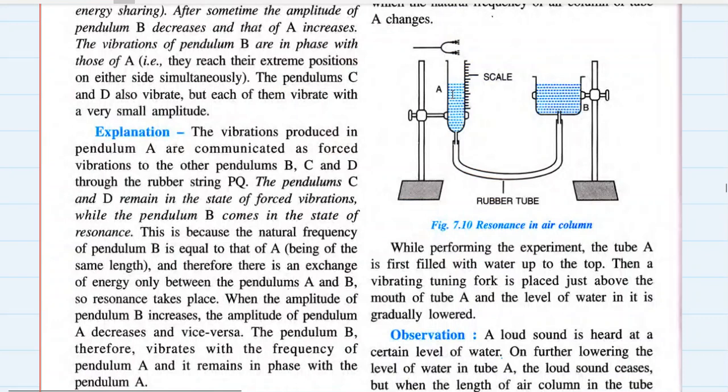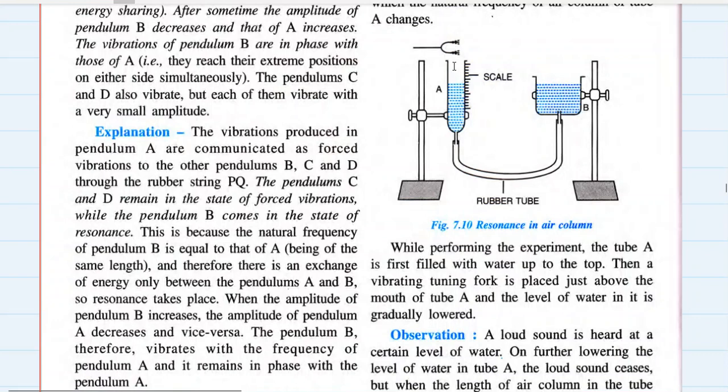Now what happens is, if you change the level of test tube A or the tube A, you can change the level of water inside the tube A. So if you move the tube A up, the level of water in tube A falls down. If you move the tube A down, then the level of water in tube A increases. So you can change the level of water, and by changing the level of water, what you're changing is the length or height of the air column. You're changing the height of the air column. So by changing the height of the air column, what happens?